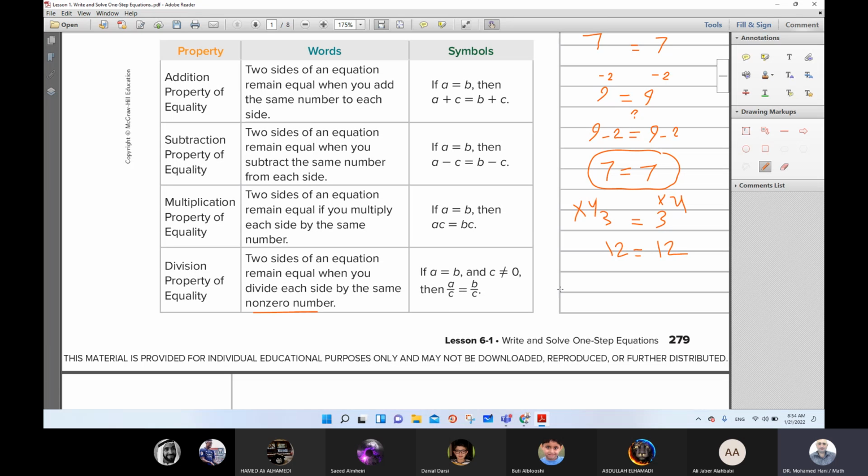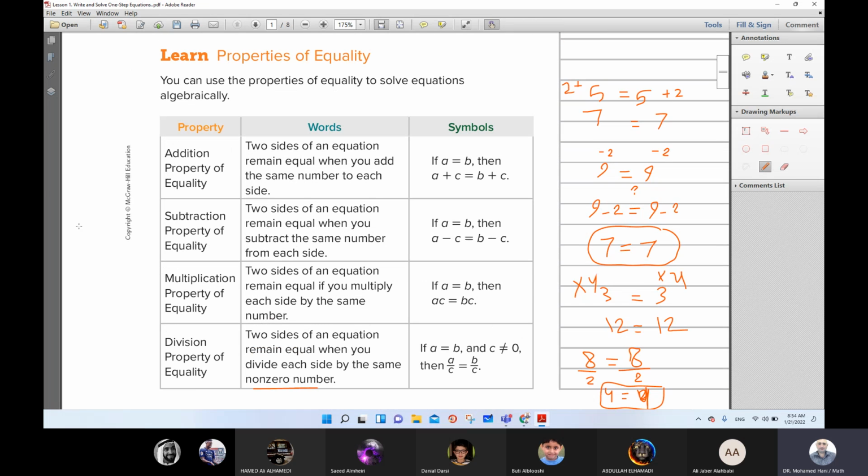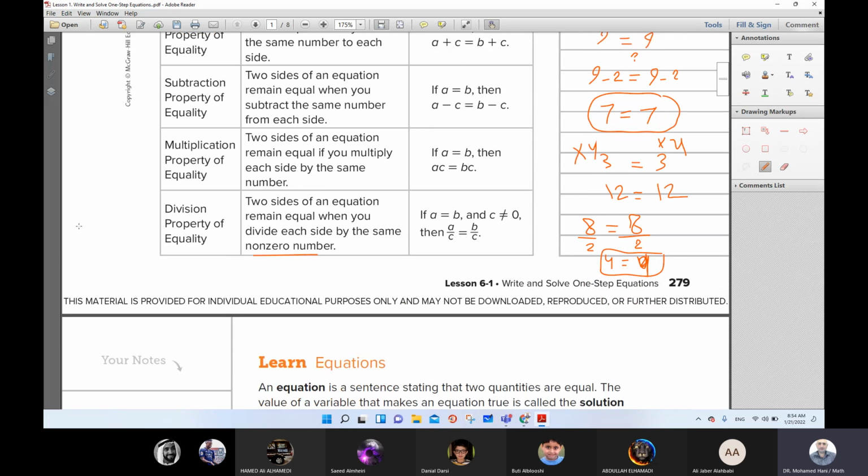Yes, it will be equal. For example, suppose we have 8 equals 8. If you divide the two sides by the same number, if you divide here by 2, and here by 2, 8 divided by 2 will be 4, and 8 divided by 2 here will be 4. So 4 equals 4. So no change in the equal. These are important properties to know how to use the equality.